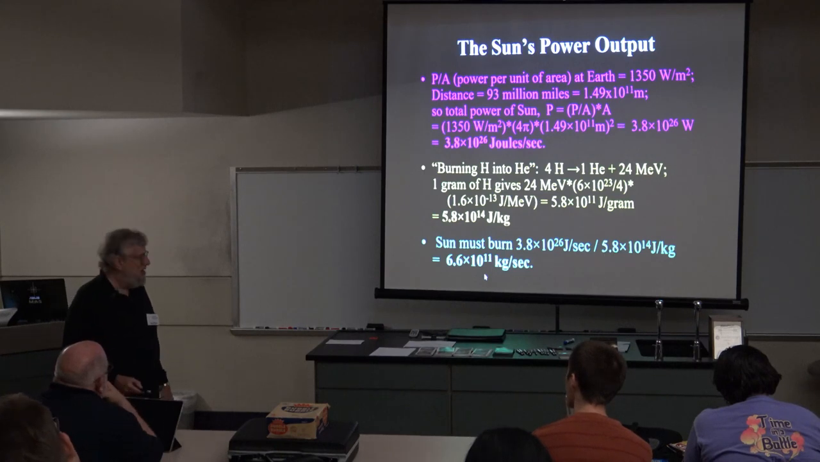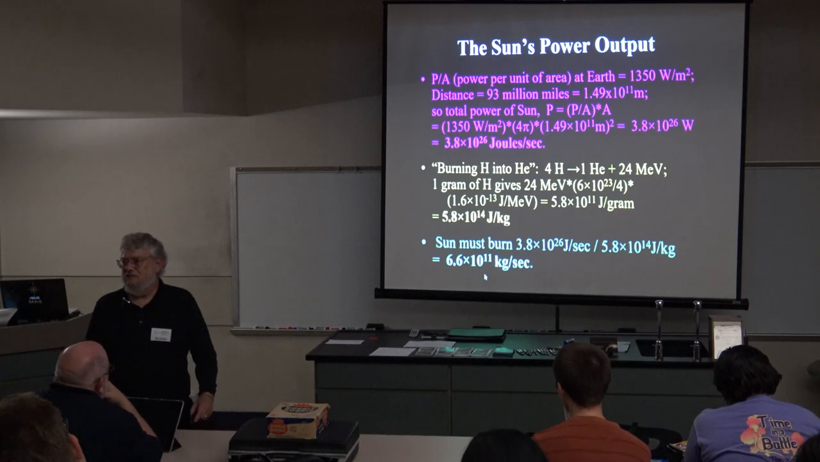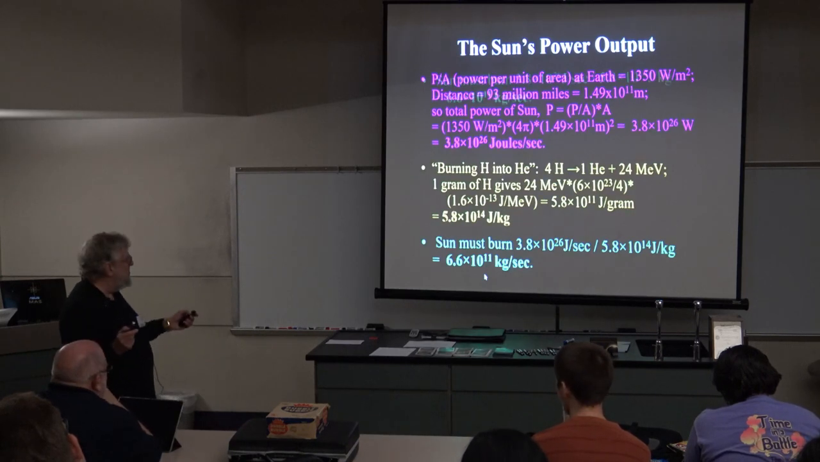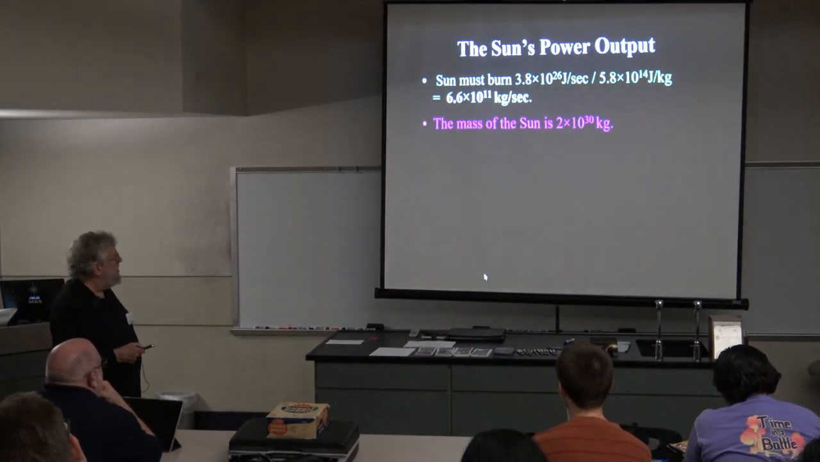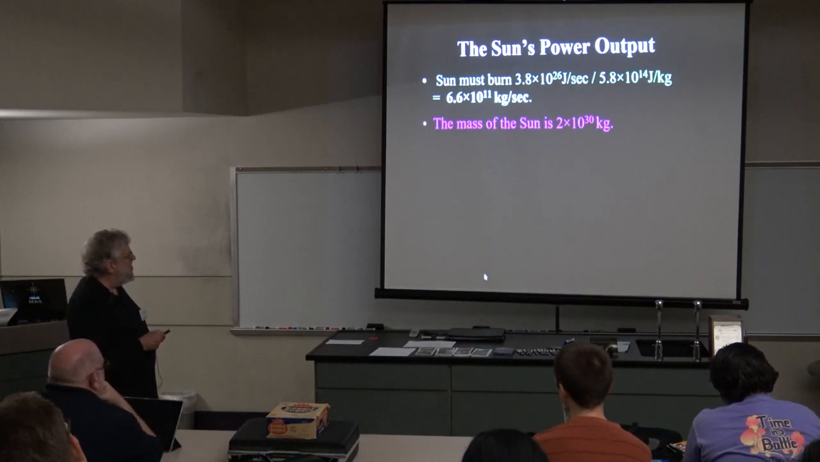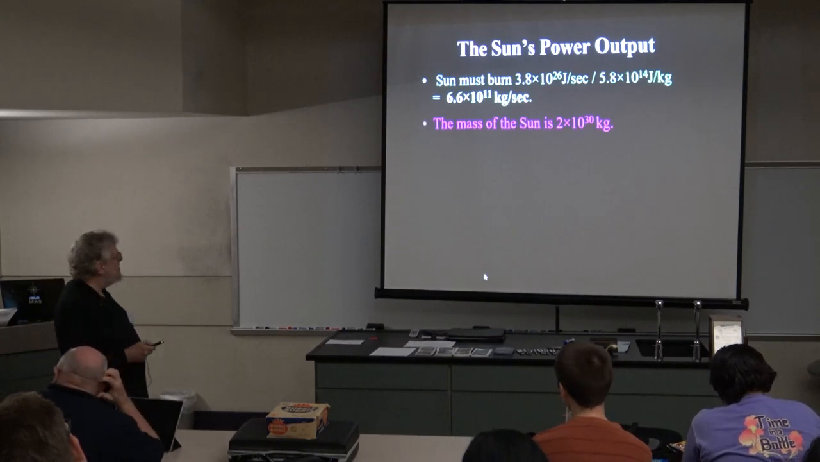Now you'd think you can't burn up a trillion kilograms every second and have it last very long, but that leads to the next part of the calculation. This is just a carryover here. The mass of the sun is 2 times 10 to the 30th kilograms. So that means there's a lot of material there to undergo this reaction. It'll go on for a lot of seconds.